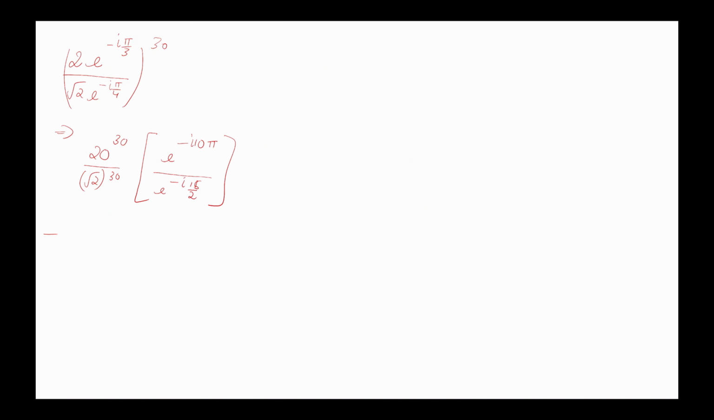So now from here what I can do is I'll simply convert this into my polar form. So first of all, here I would have 2 to the power 15, and inside I'm going to have cos of 10 pi minus iota sine of 10 pi, and below I would have cos of 15 pi by 2, and here I would have minus iota sine 15 pi by 2.